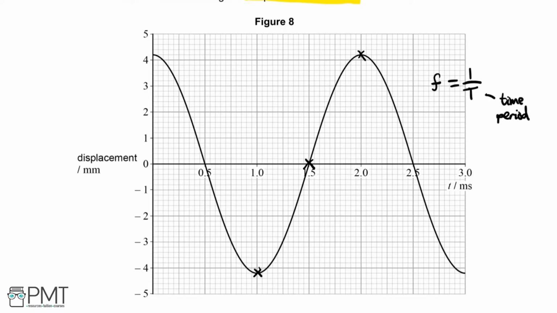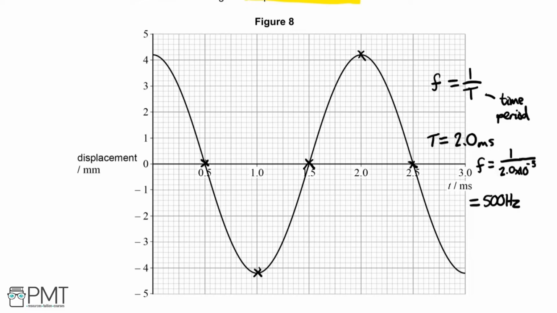So the inverse of the time period is the frequency, and you'll notice that the time period, let's go from 0.5 to 2.5, is going to be 2 milliseconds. Make sure you say milliseconds and not seconds because you could lose a mark. I've done 1 divided by 2 times 10 to the power of minus 3 to get an answer in hertz, because the time period needs to be in seconds for the frequency to be in hertz, because that's SI units. So we end up with 500 hertz. So that's our frequency to start with.